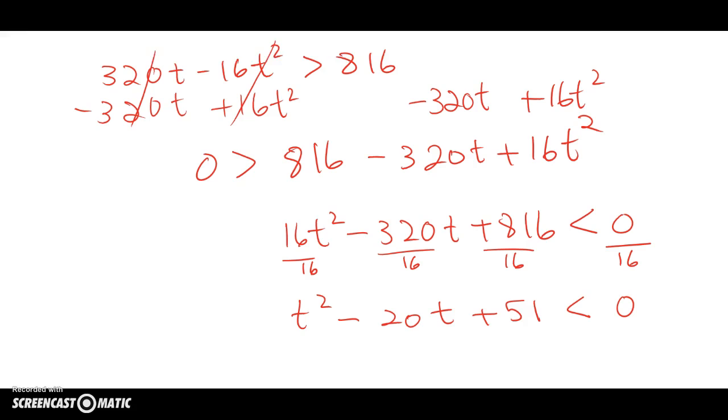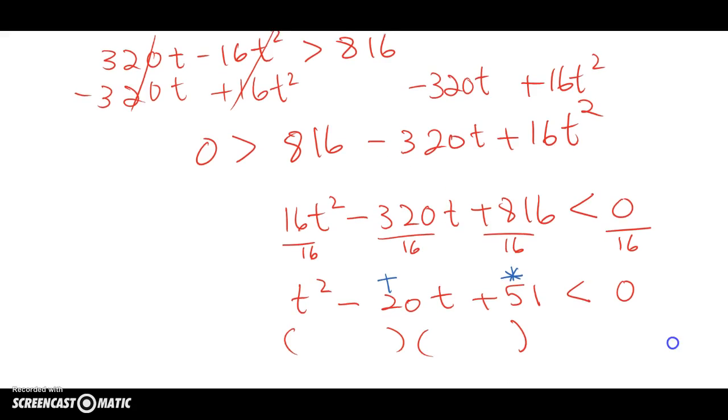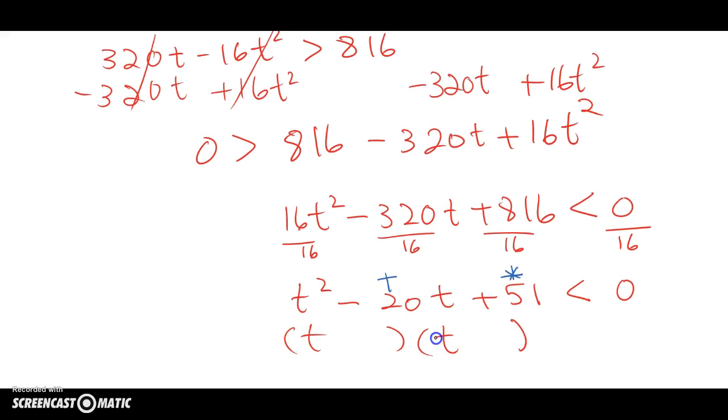See if we can come up with two numbers that multiply to 51 and add to negative 20, which means both factors should be negative. It looks like we have t and t, and negative 3 and negative 17. Negative 3 and negative 17 give me negative 20 if I add them. Negative 3 times negative 17 gives me a positive 51.